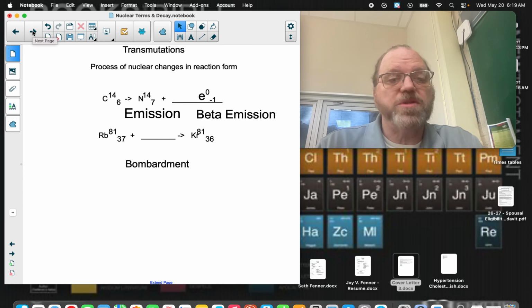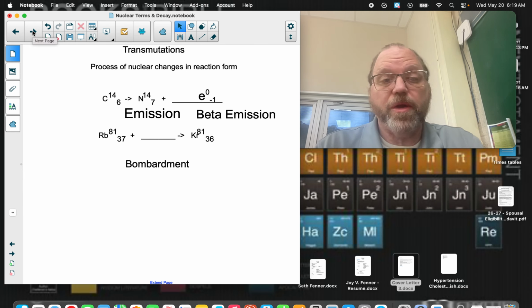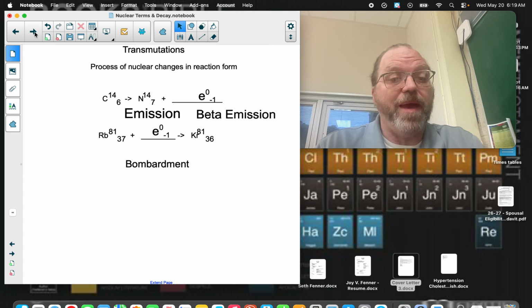Now, we can also get what's called a bombardment, where we put the particle in. What are we going to add here? Well, we're going to look at the same thing. 37 to get 36. I need to also add a beta.